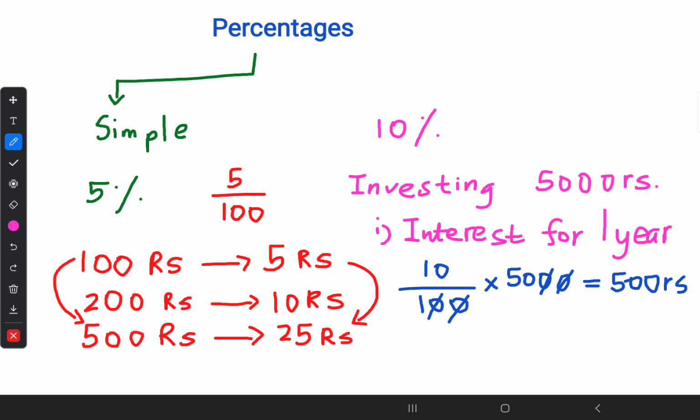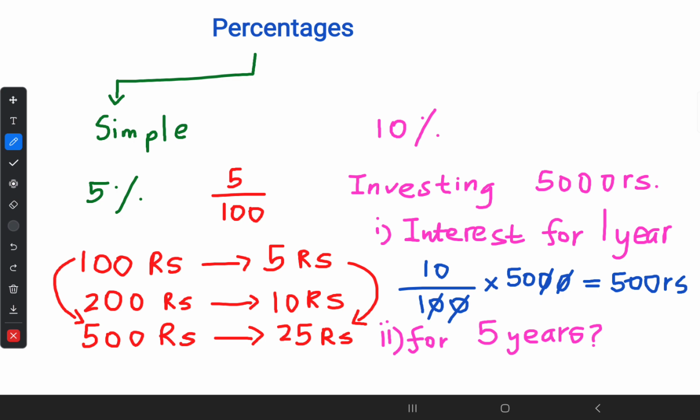Likewise, this person is investing the same amount, 5,000 rupees, for 5 years. Okay, after 5 years, what is the amount of interest he will receive from this investment? For 5 years, the same amount, same percentage of interest. Only the time is increased. For 5 years also, nothing will change. This is simple interest. We found for 1 year, they will give you 500 rupees.